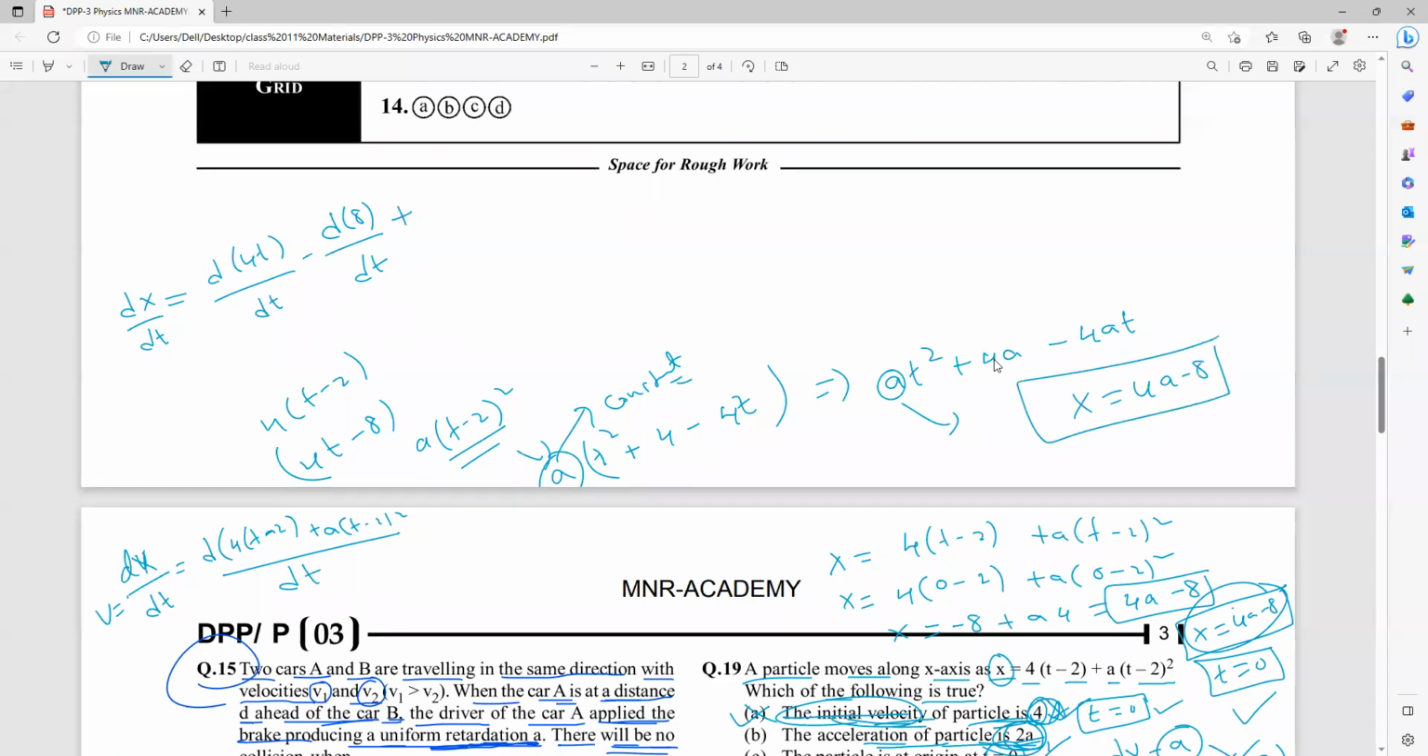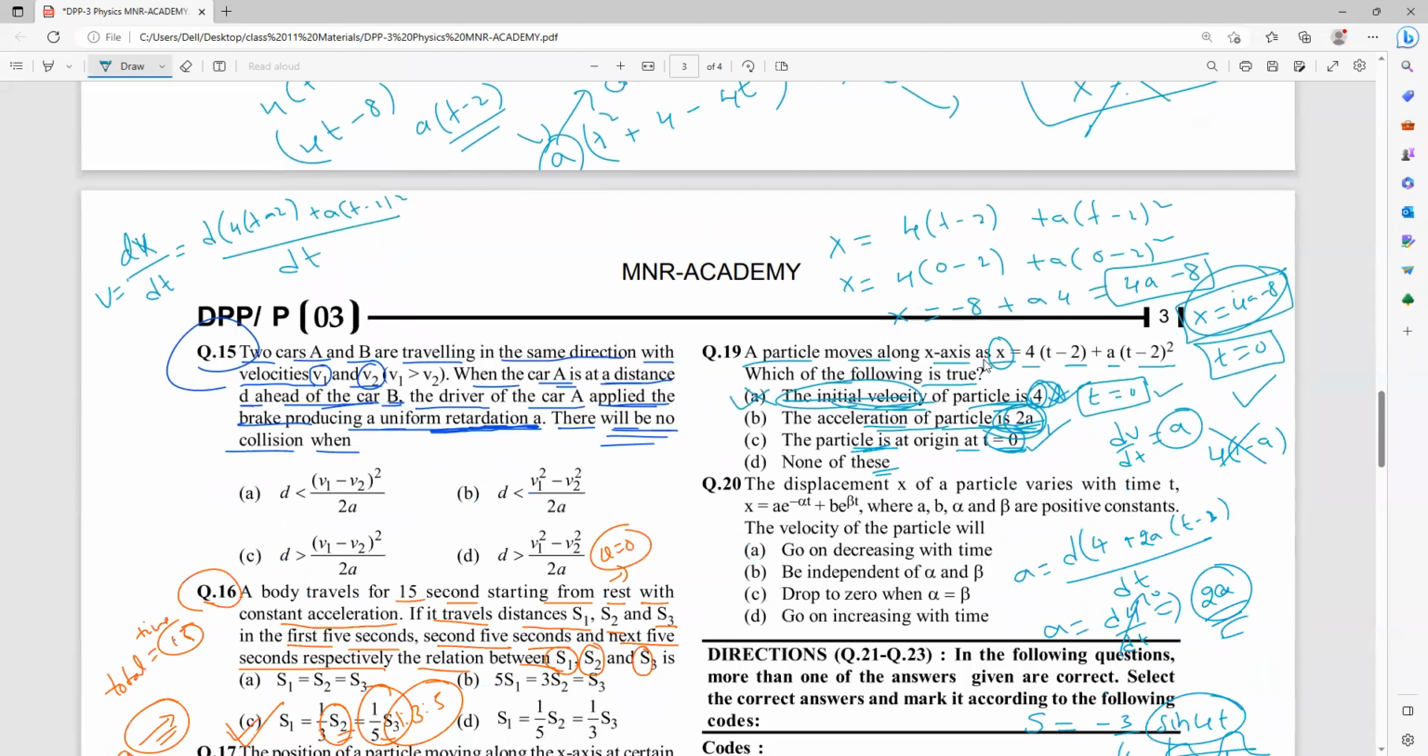4a minus 8. So is it a 0? No, so that option is not. Then what is the correct answer? The acceleration of the particle is how much, everybody? Acceleration of the particle is 2a. So that is the correct option.